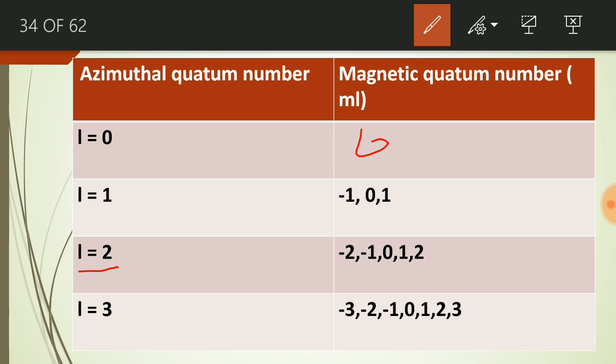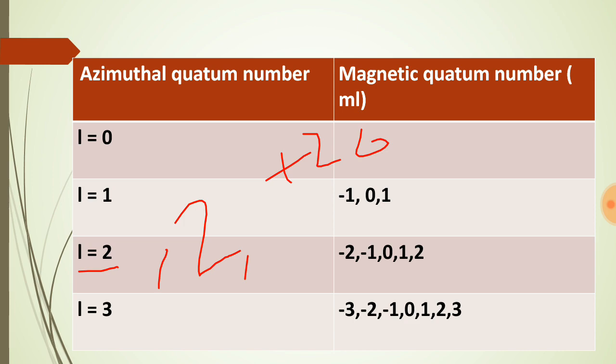If L is equal to 2, it will take from -2 to +2 with all the other values in between, the remaining values being -1, 0 and 1. In this way you can find the magnetic quantum number. For a given azimuthal quantum number, the magnetic quantum number is from minus L to plus L including 0.